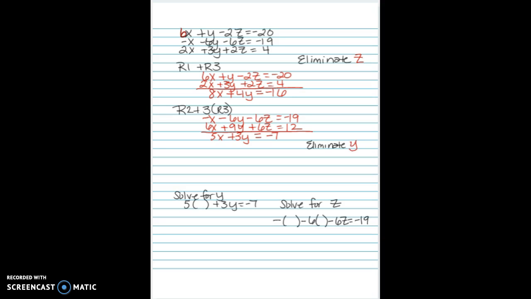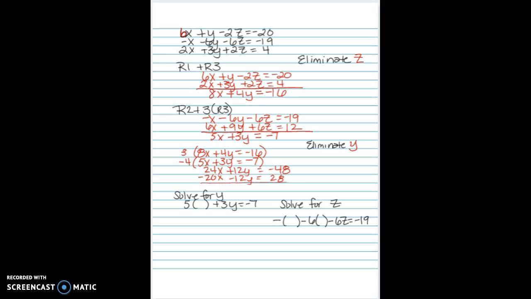Now I need to eliminate y from the two new equations. So I have 8x plus 4y equals negative 16, and 5x plus 3y equals negative 7. Adding just by itself won't work, so I'm going to multiply the first equation by 3 and the second equation by negative 4. So my new first equation is 24x plus 12y equals negative 48. My new second equation is negative 20x minus 12y equals 28.